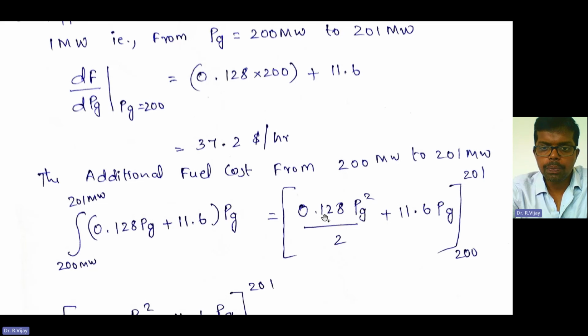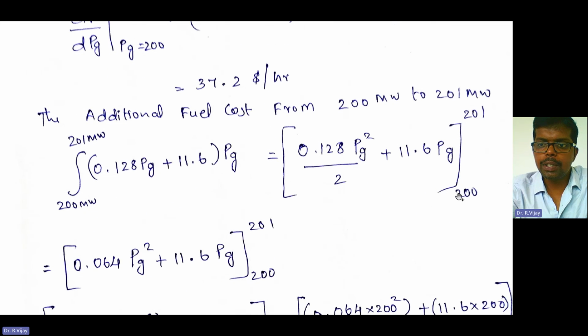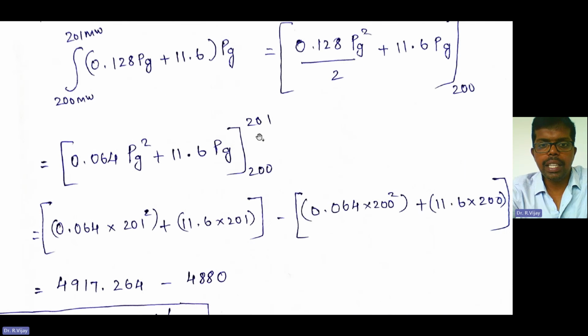So 0.128 PG squared divided by 2 is the integrated value, plus 11.6, if you integrate this, that is 11.6 PG. Now we need to substitute 200 and 201 here. The upper limit is 201 megawatt and the lower limit is 200 megawatt. We just need to substitute this.